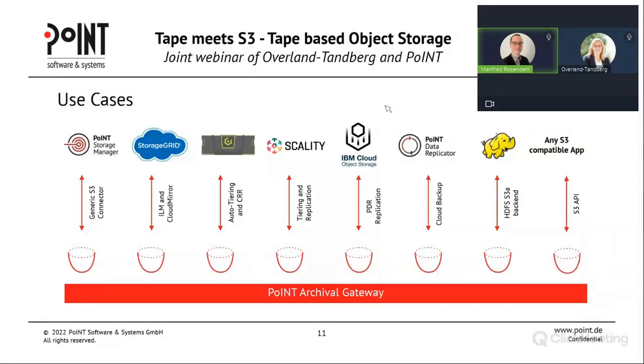For tiering, we use the existing features like ILM, the information lifecycle management, and then we register the PoINT Archival Gateway as a target, and then define rules to move older objects to tape. And because we have a native S3 API, you can in principle use the Archival Gateway with any S3 client. Okay, and then I would like to hand over to Natalie Kremer.